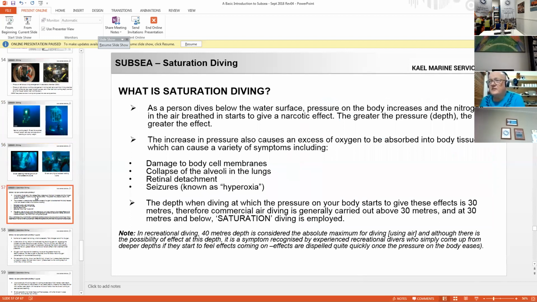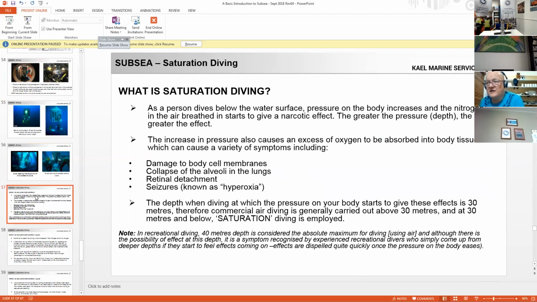When a diver dives below the water surface, pressure in the body increases and the nitrogen in the air breathed in starts to give a narcotic effect. The greater the pressure at the depth, the greater this narcotic effect. This increase in pressure also causes an excess of oxygen to be absorbed into body tissues, which can cause a variety of symptoms, including damage to body cell membranes, collapse of the alveoli in the lungs, retinal detachment, and seizures, known as hyperoxia.